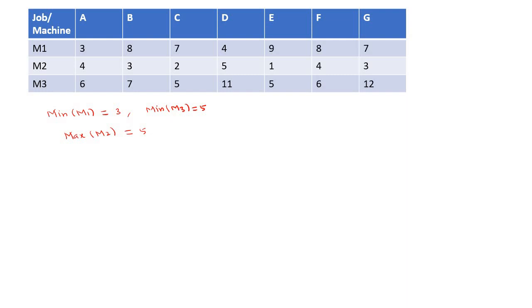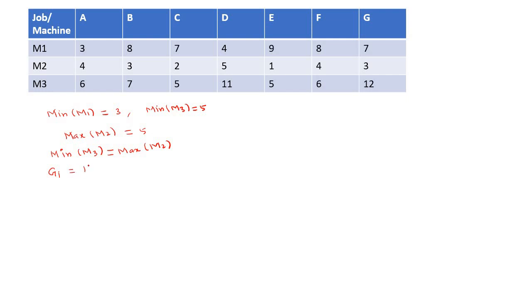So therefore the given problem it is true. So therefore we can convert it into the 2 machine n jobs. So here the minimum of M3 is equal to or greater than the maximum of M2. So therefore we can convert into 2 machine. So the first one we use Gi.